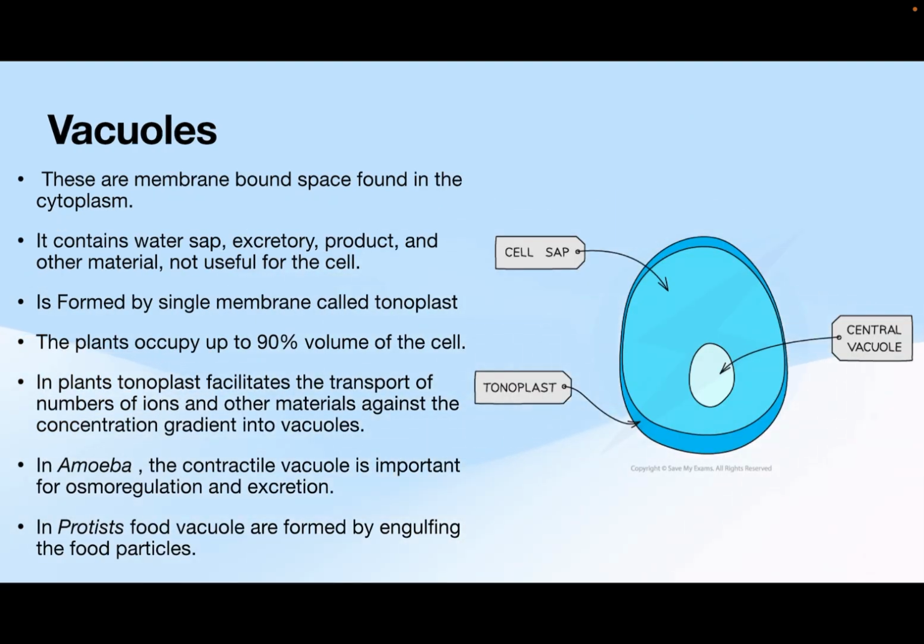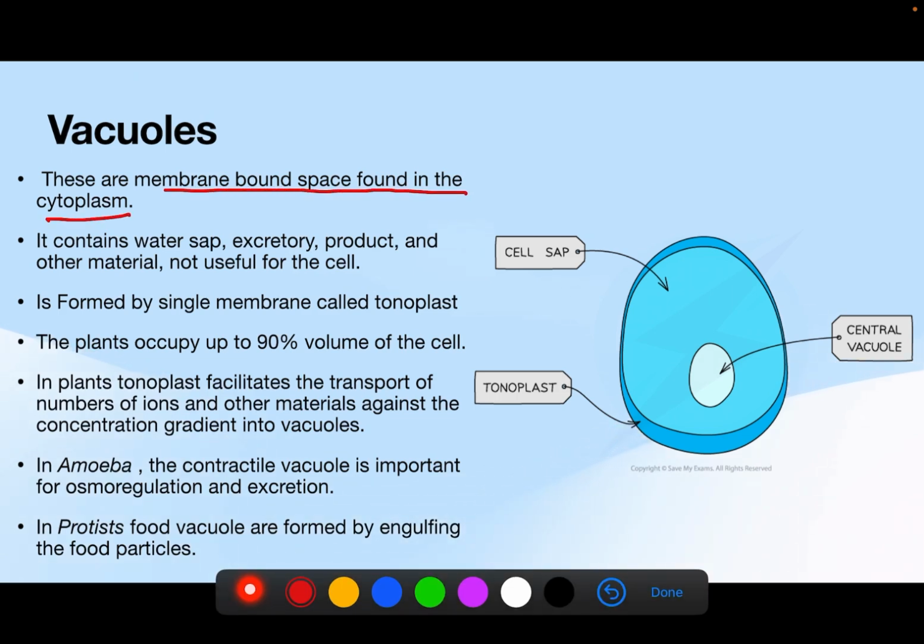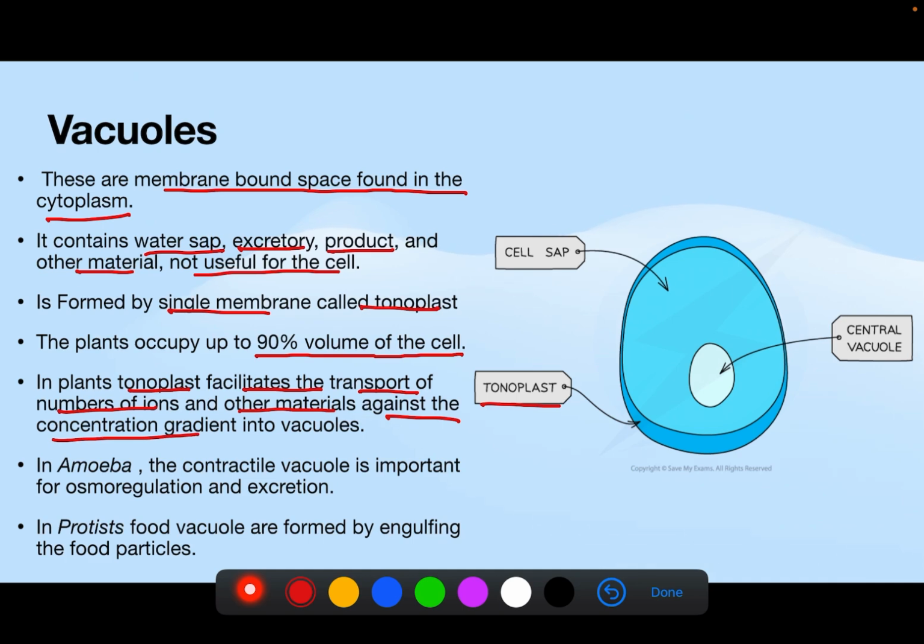At last we have the vacuole. Vacuoles are membrane-bound spaces found in the cytoplasm. They contain water, sap, excretory products and other materials which are not useful for the cell. It is formed by a single membrane known as the tonoplast. Now in plants, it can occupy 90% of the volume of the cell. In plants, the tonoplast facilitates the transport of a number of ions and other materials against the concentration gradient into the vacuoles. In amoeba, the contractile vacuole is important for osmoregulation and excretion. In protists, food vacuoles are formed by engulfing food particles.